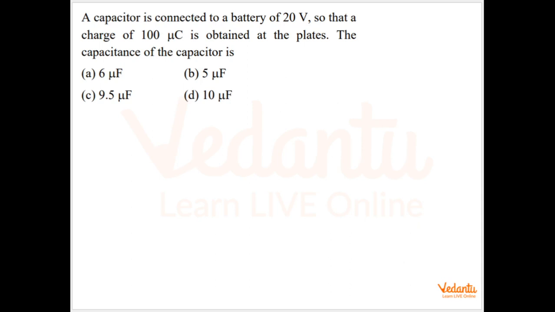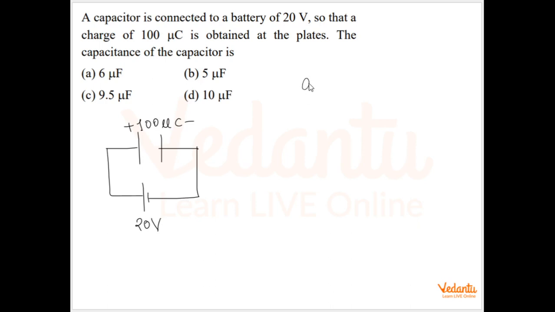in this question, the capacitor is connected to a battery of potential 20 volts. Charge on the capacitor is 100 microcoulombs. We have to find out the capacitance of the capacitor. So, bacha look, if I draw the diagram here, I have a battery, a capacitor. 100 microcoulombs is the charge and the battery potential is 20 volts.